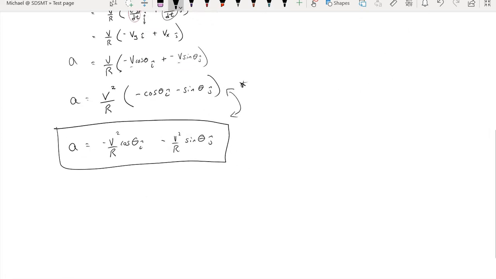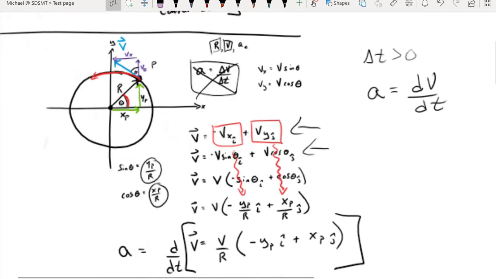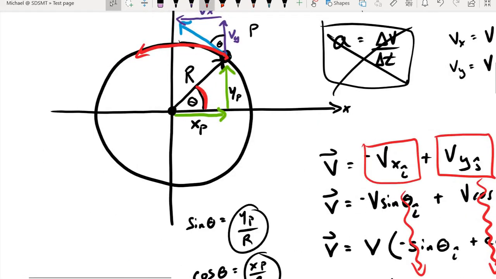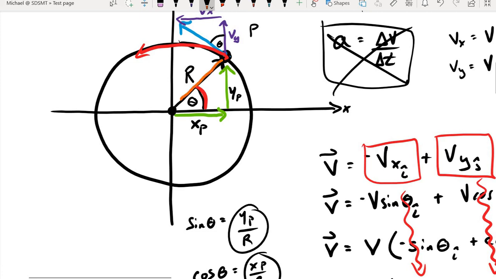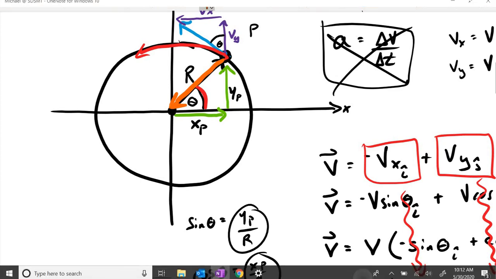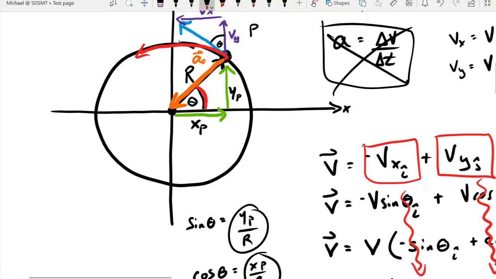So at any theta value, we will find that we have a, let's see what color, I haven't used that might work, I'll try orange. What we'll find is that we have an acceleration vector that is pointing directly towards the center of our circle. And as theta changes, as we travel around the circle, that acceleration vector will change accordingly to point towards the center of the circle.